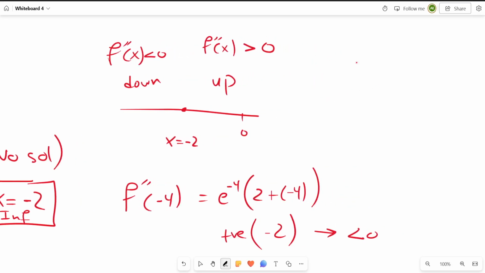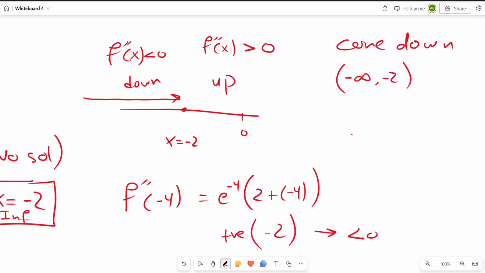So if I want to write that, I'm going to say concave down interval when x is from -infinity, which is over here, all the way up to -2. And then concave up is when x is from -2 all the way up to infinity. So this is my interval over here. Let's take another example.